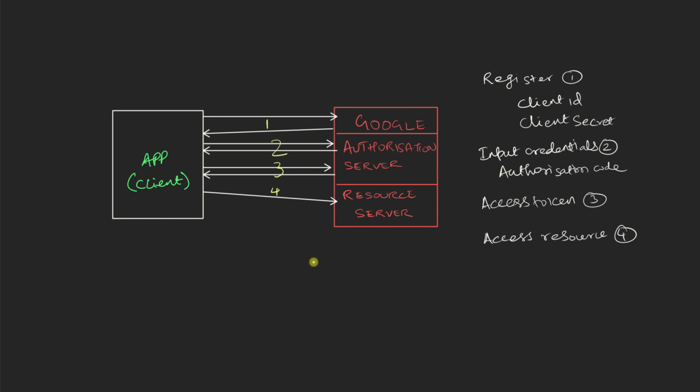We are going to talk about OpenID Connect in this video. OpenID Connect builds on top of OAuth. So if you don't know how OAuth works, watch my previous video and come back to this. OAuth is for authorization and OpenID Connect is for authentication.